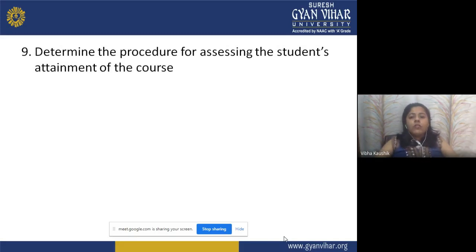Determine the procedure for assessing the student attainment of the course. Now you have to decide as a teacher that these will be the procedure of measuring or assessing or evaluating whether the student has attained that or not. Means whether I as a teacher will be able to achieve my objectives or not, and that can be done by assessing, and the procedure of the assessment should be determined.